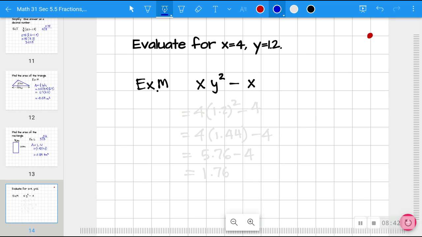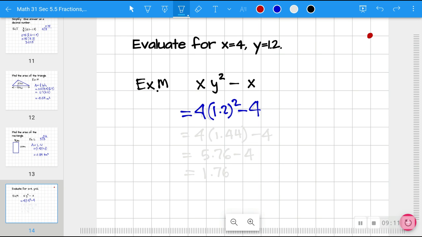Okay, we have one more here, and this one we're going to start by substituting the values of 4 for x and 1.2 for y. So where it says x, we'll put 4, and then for the y, we're going to put the 1.2. You should be able to visualize this. There's a multiplication right there, there's an exponent right there, and a subtraction at the end.